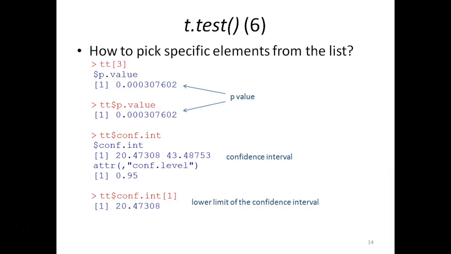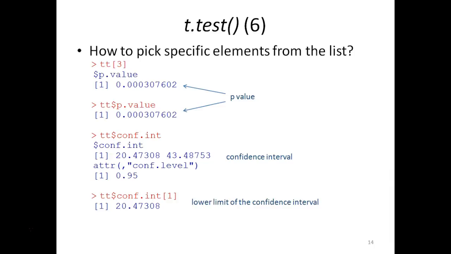And if we want, for example, the p-value, we might write tt and use subscripting to get the third element from tt, which happens to be the p-value, and we get the p-value. It may be difficult to remember the exact number of the p-value in this list, that it was element number 3, so instead you could write tt$p_value, which is easier to remember, and you get the same result, obviously.